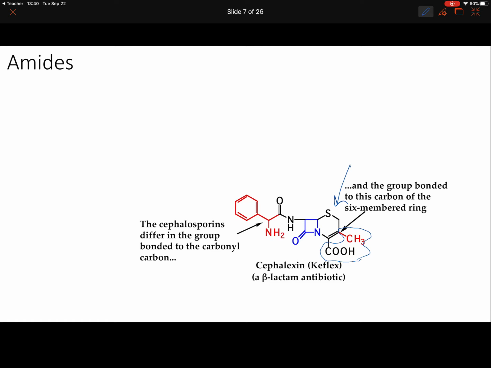But the cephalosporin groups also differ with what's here, everything else staying constant. So this end of it is why it's different from the penicillin antibiotics. In any case, they both contain those beta-lactam rings, so they're referred to as beta-lactam antibiotics.